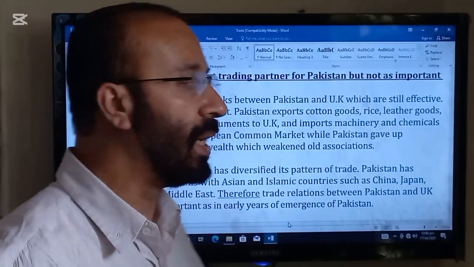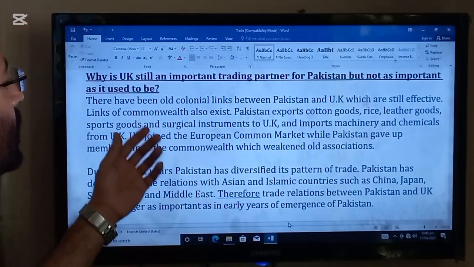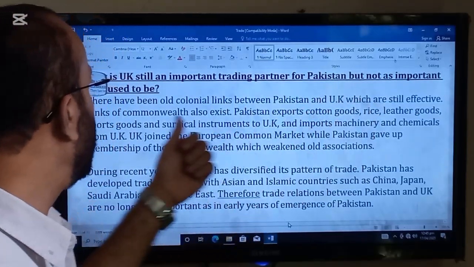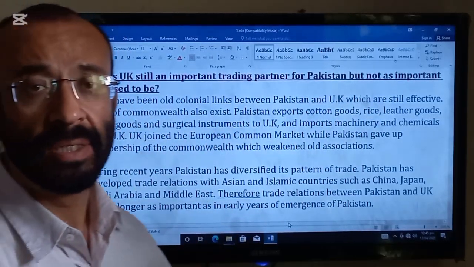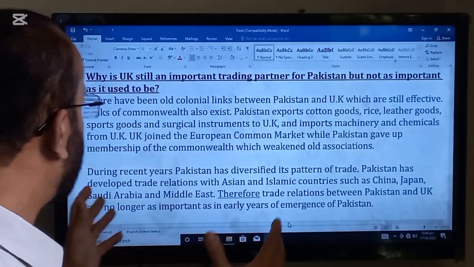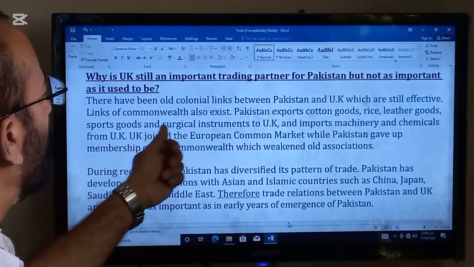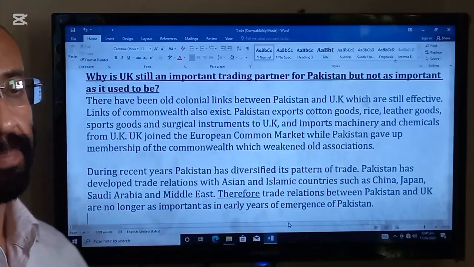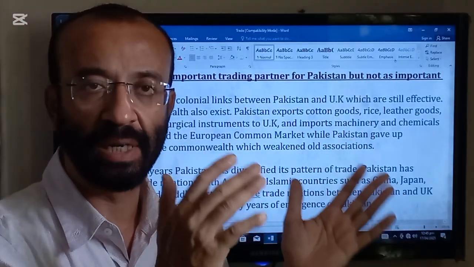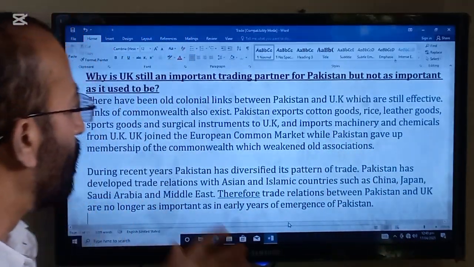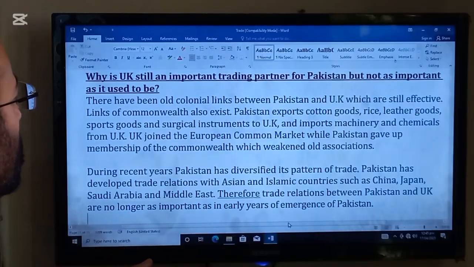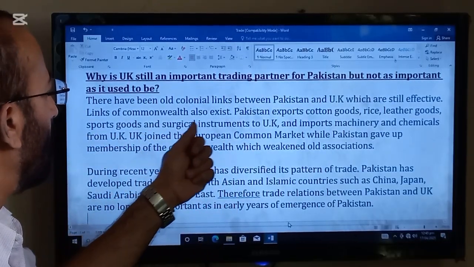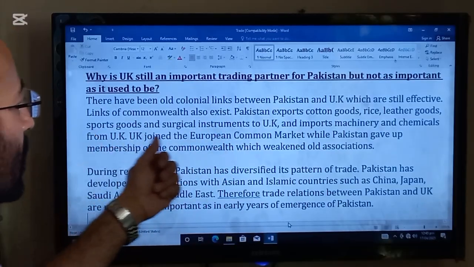The next topic in the lecture is why the UK is still an important trading partner for Pakistan, but not as important as it used to be. So the points to discuss: there have been old colonial links between Pakistan and the UK which are still effective. Pakistan was a colony at one time of the UK. So we still have relations with the UK. So this is one point. Links of the Commonwealth also exist. So this is the point.